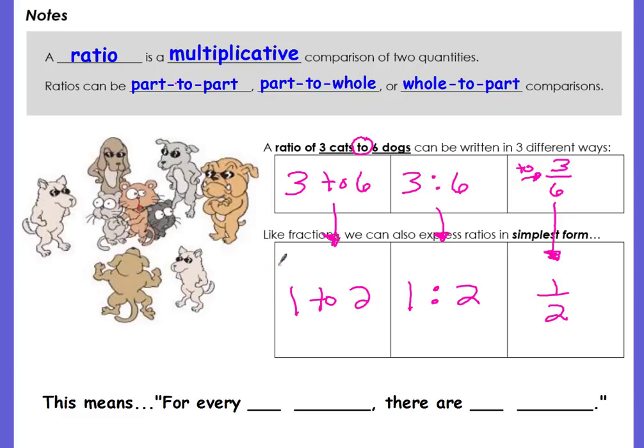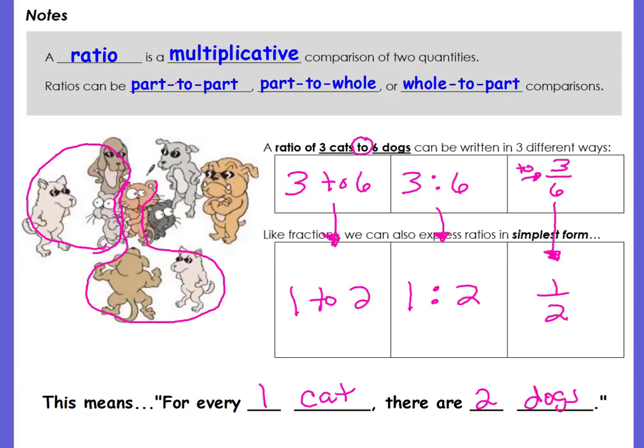What exactly does this 1 to 2 ratio mean? It means that for every 1 cat, there are 2 dogs. And we can show that. So for this cat, there are 2 dogs. For this cat, there are 2 dogs. And for this scaredy cat, there are 2 dogs.